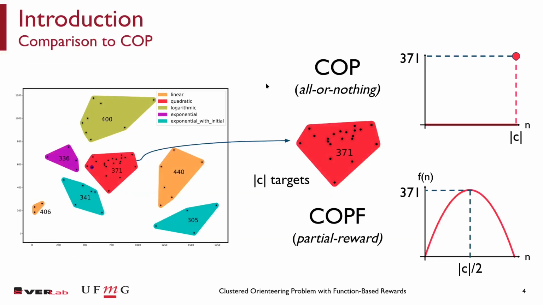So here's a more direct comparison to the COP. We have our quadratic cluster with C targets, and in the COP, which takes an all or nothing approach, it doesn't use its functions. So we only get the reward when visiting all of the customers in the cluster. In our approach, which uses partial reward, we get the reward even if we don't visit all of the customers. Indeed, in the quadratic function, we get the maximum reward when visiting only half of the customers.